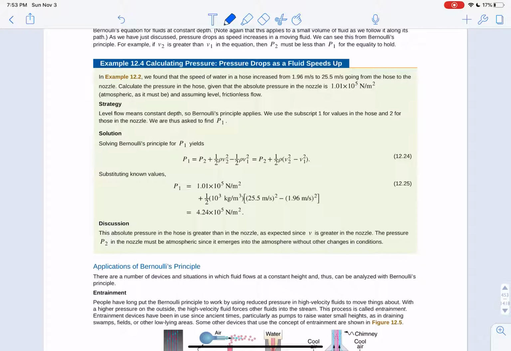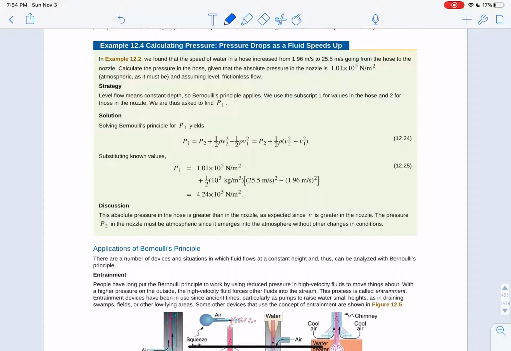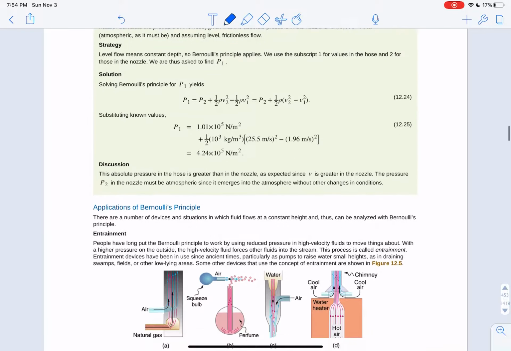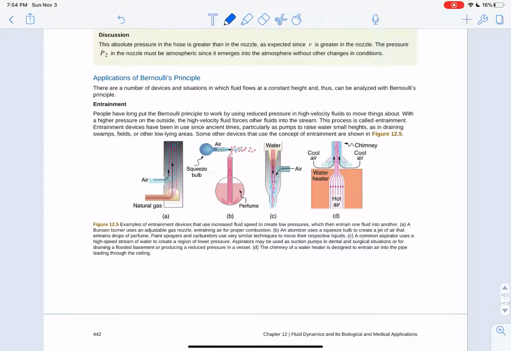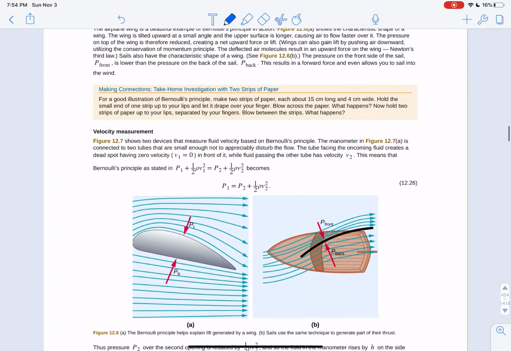Now, what you have to remember is when water comes out of a hose, as it comes out of the end of the nozzle, it's entering the atmosphere. So the pressure at the outlet of a hose is generally 101,000 pascals. So you add that in there, and then you get the pressure inside the pipe to be this amount of pressure. Okay, and so the absolute pressure in the hose is greater than at the nozzle, as expected, right? It's going to shoot out of it, and the pressure P2 has to be 1 atmosphere because that's what it emerges out to. Okay, so there are some applications there of Bernoulli's principle.